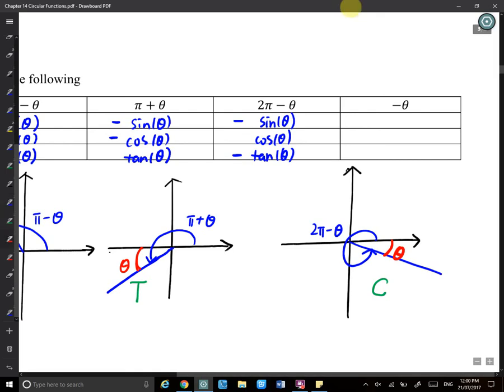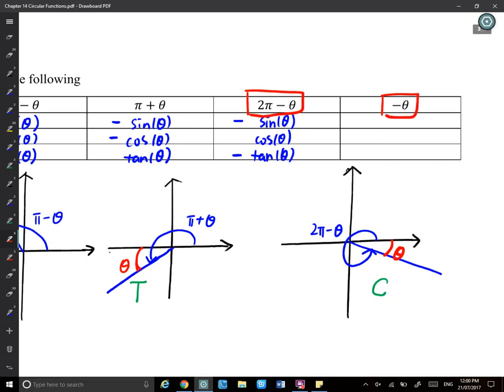And the next one is minus theta. I want you to have a think. What's the connection between those two angles? Is there any relationship between them?